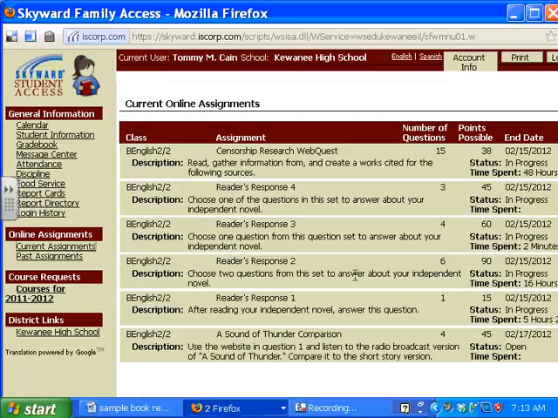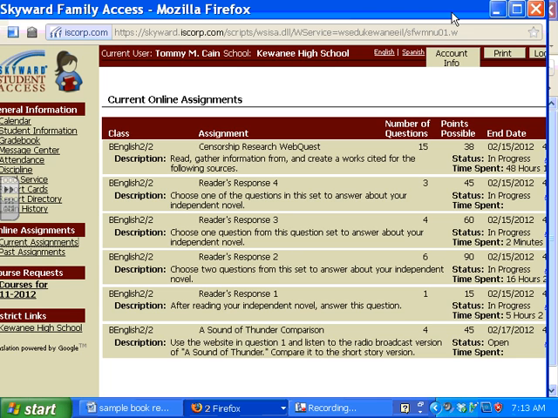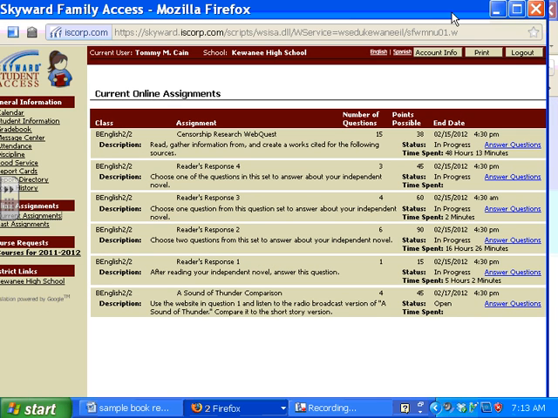Okay, this is Mrs. Baney giving you an example of how to complete Reader's Response 2. The directions say choose 2 questions from this set to answer about your independent novel. Notice there are 6 possible questions, but you do not need to answer all of them.